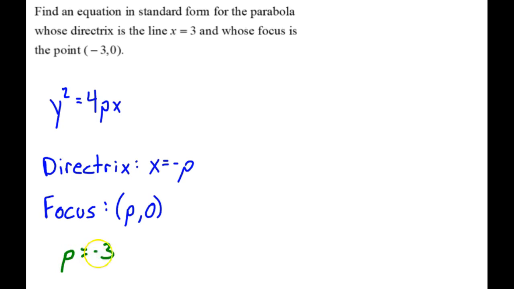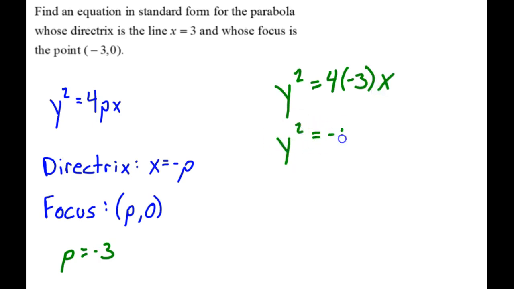We can also get that from our focus, because the first ordered pair is the value of p, which is negative 3. So now that we know that p is negative 3, all we have to do is go back and type that into our equation. So our standard form for this parabola is y squared equal to 4 times negative 3 times x, and then we can just simplify that. So we get y squared equal to negative 12 times x.